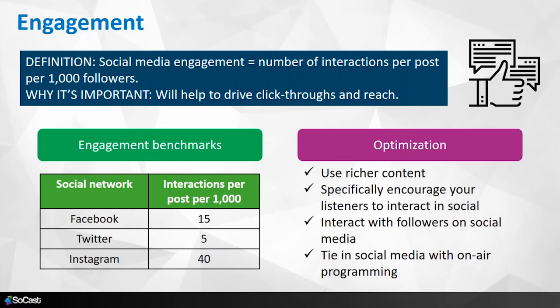So if your radio station has 10,000 followers on each of these social networks listed here, you should see 150 interactions on Facebook, 50 on Twitter, and 400 on Instagram for an average post. To increase engagement on your social channels, use richer content again. Case in point, Facebook posts with photos see 83% more engagement, and tweets with photos see 35% more retweets than those without.